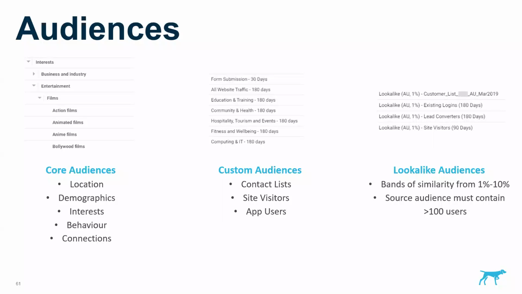In order for this to work, the source audience does need to contain more than 100 users. And again, that's matched users that it can actually draw information from. But they can be quite a powerful tool. So we've got existing logins, so they're existing customers, lead converters, and people from the customer list. And we can use all of these in tandem to try and find people who are behaving similarly to our current users, but aren't.